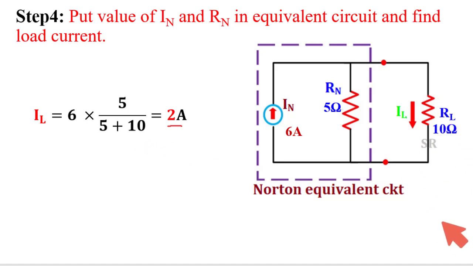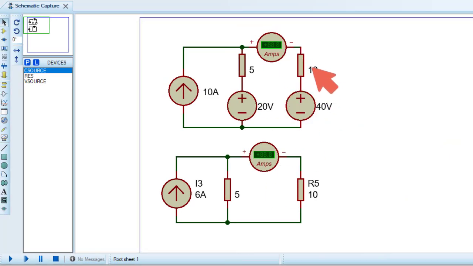Now showing whether my calculation is okay or not. What value did I get? IL is 2 ampere. This is the main circuit, and this is the load. So the ammeter is connected in series with the load, and this is the Norton equivalent circuit. 10 ohm is the load, so the ammeter is connected in series with this one. Running the simulation, what is the load current? See, in the main circuit the load current is 2 ampere. In the Norton equivalent circuit the load current is again 2 ampere. So my calculation is perfect.